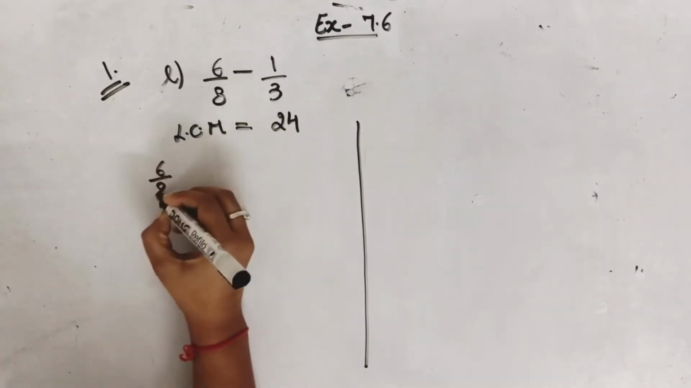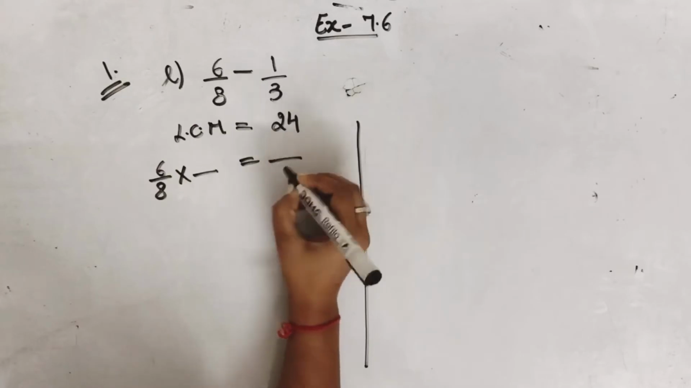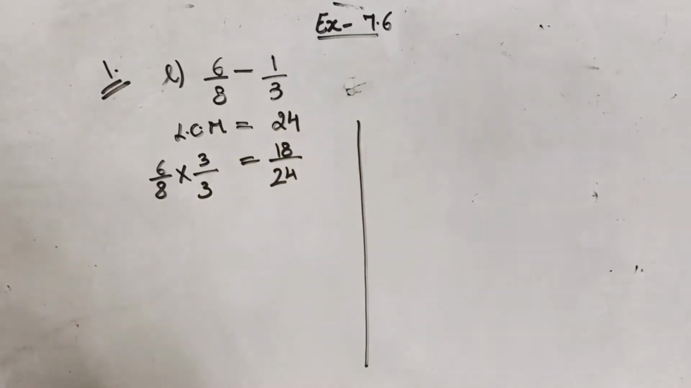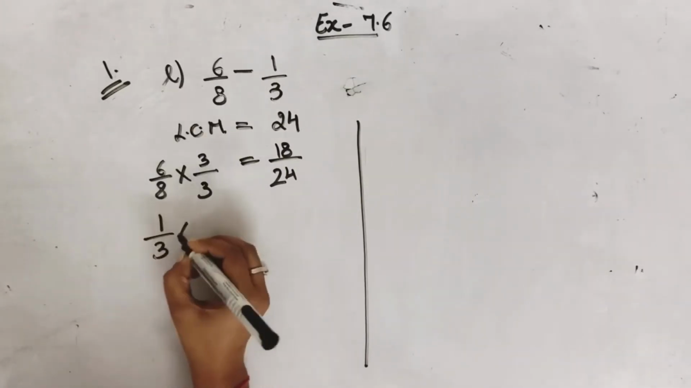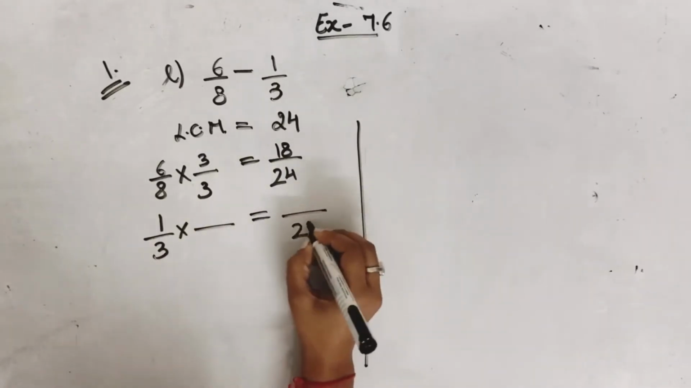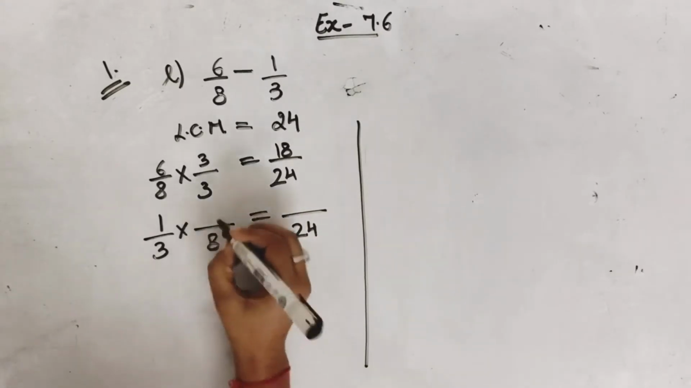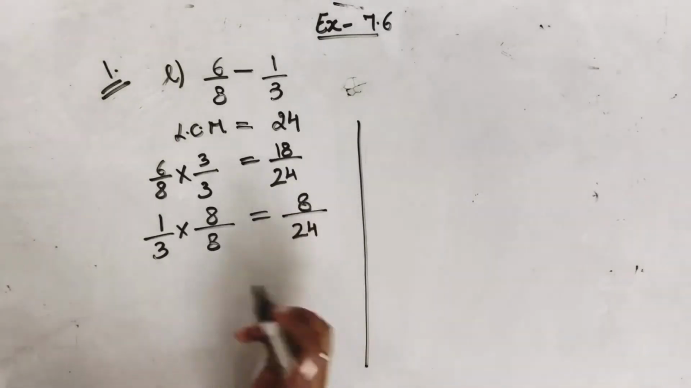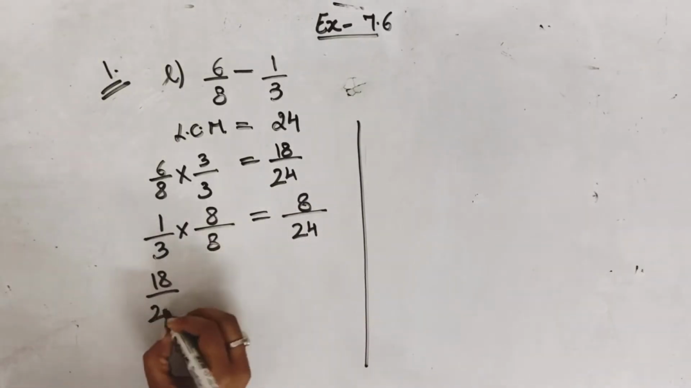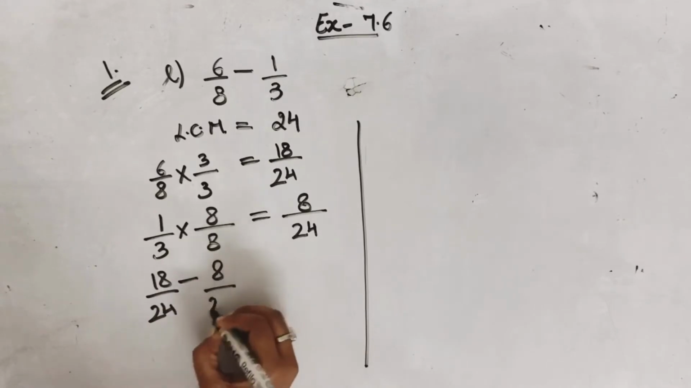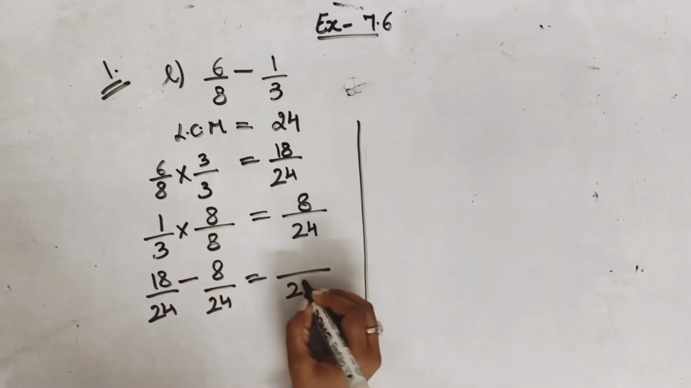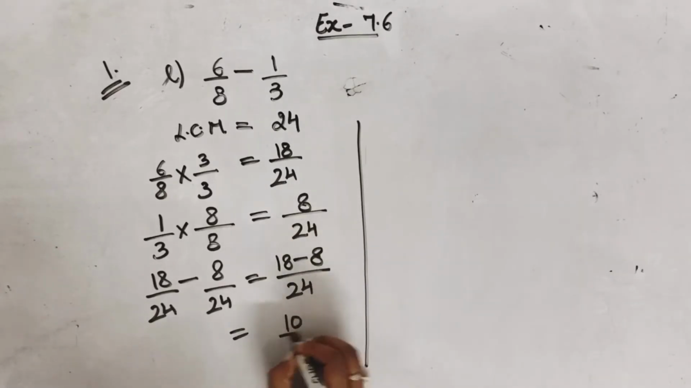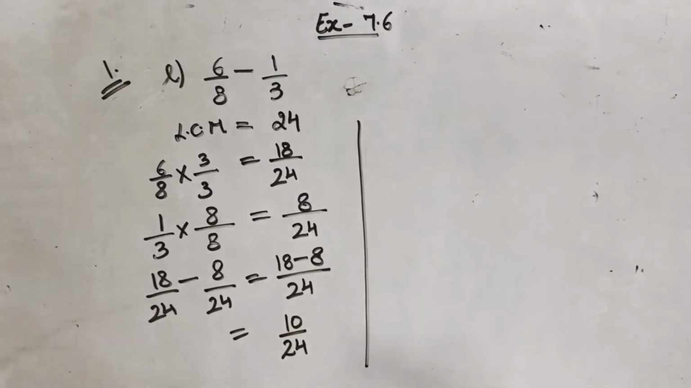So 6 by 8 into, we'll multiply this by 3. So 6 3s are 18 by 24. 1 by 3, you have to convert it into 24. So multiply it by 8. 8 by 24. Now you can subtract them. 18 by 24 minus 8 by 24. It will be equal to 18 minus 8, that is 10 by 24.